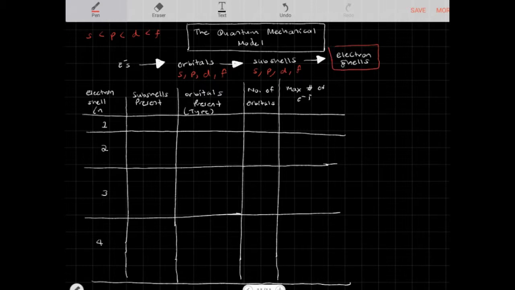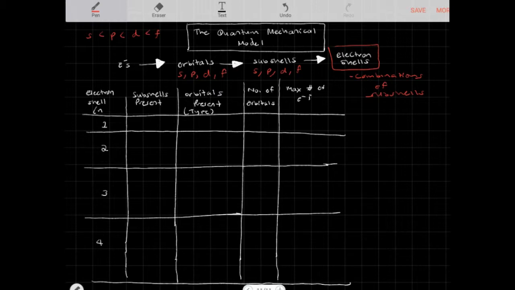Electron shells are combinations of subshells. Electron shells don't just have a single subshell, they can have multiple subshells. I'm going to illustrate this by creating a chart, and you can see this chart here. We're going to look at each of these energy shells. Remember that Bohr looked at electrons in an atom as orbiting around the nucleus in orbits called shells. These are the electron shells that Bohr looked at.